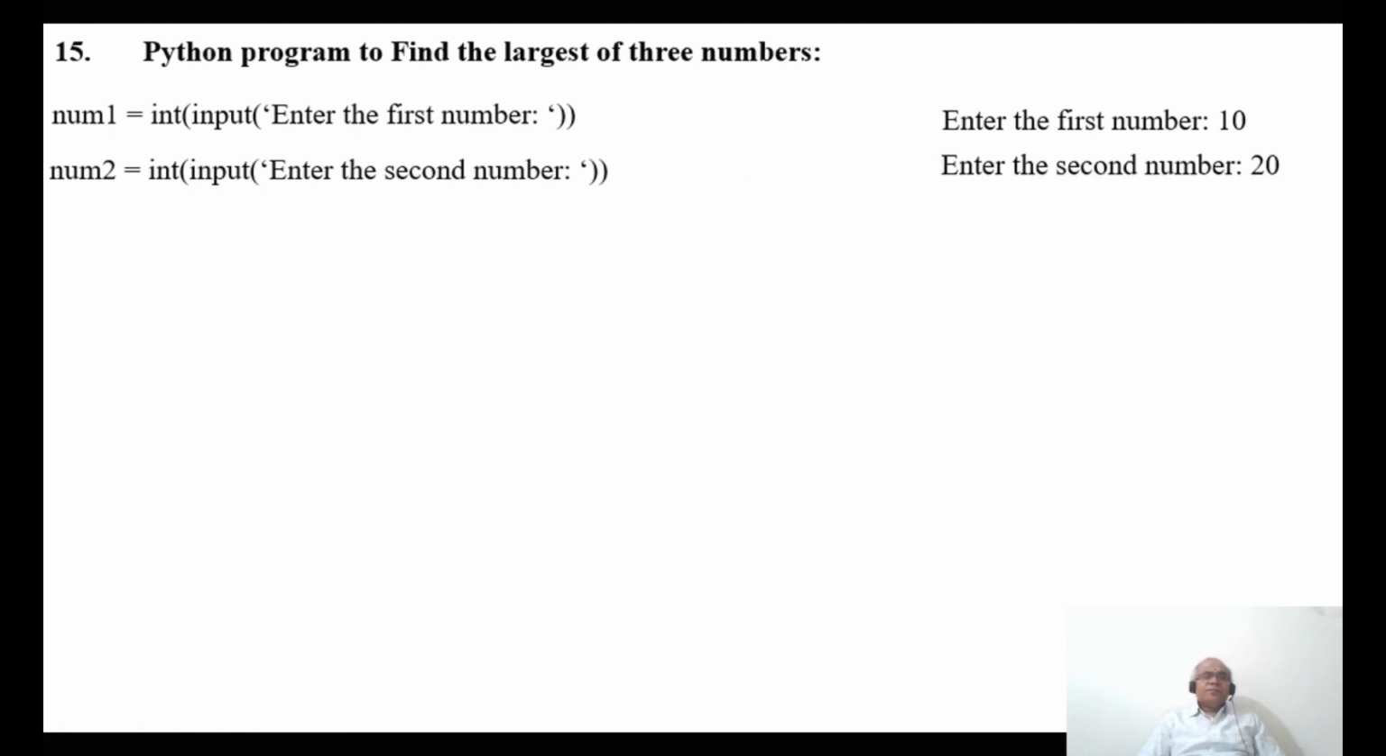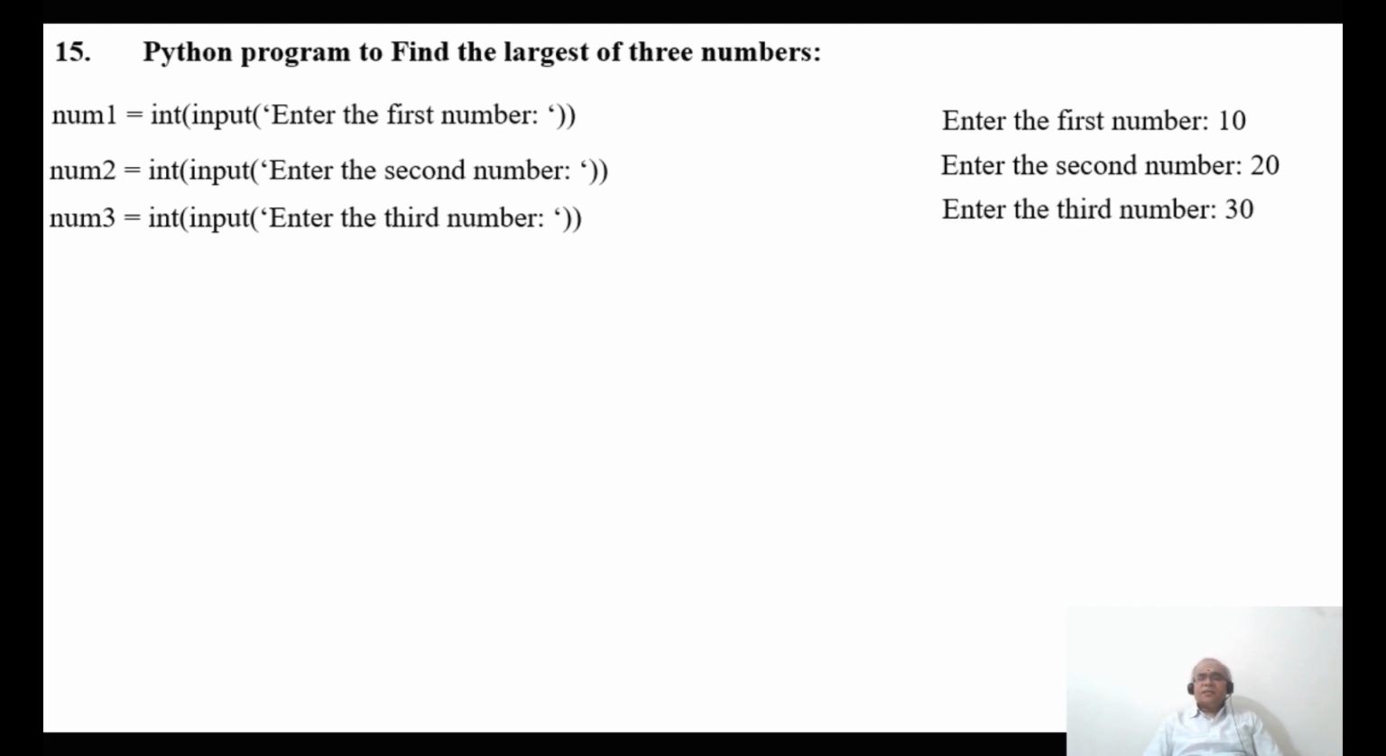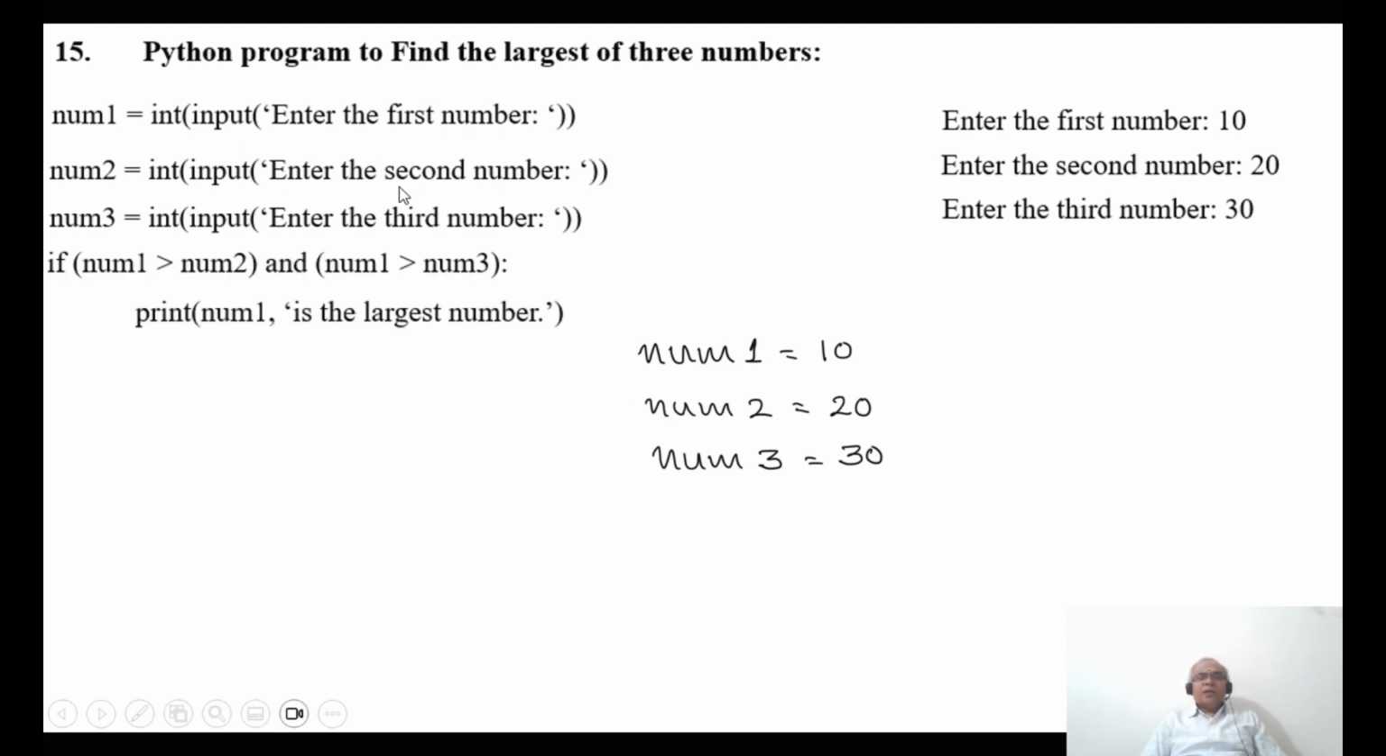Enter the second number. Then num3 equals int input, "Enter the third number". What is the third number? I am entering the third number as 30. So, num1 will have 10, num2 will have 20, and num3 will have 30. This is the actual input we have given for my program. Now, I want to find the largest of three numbers. 30 is the largest of the three numbers.